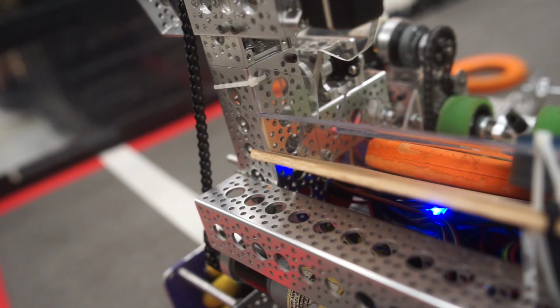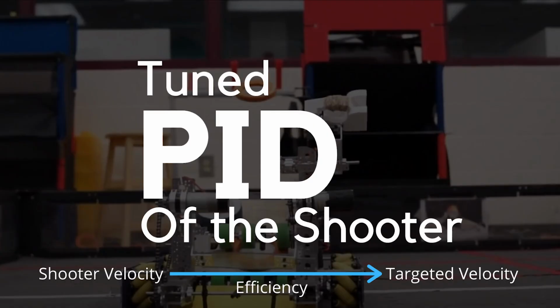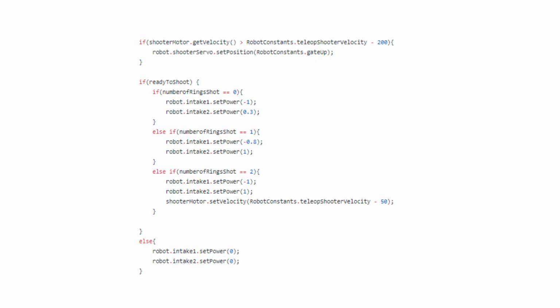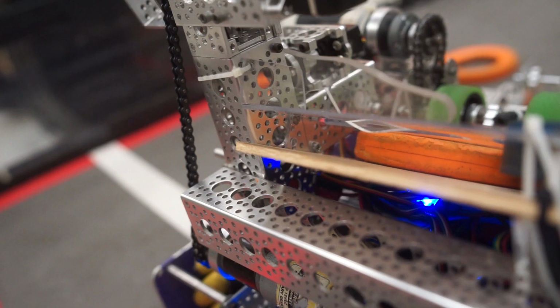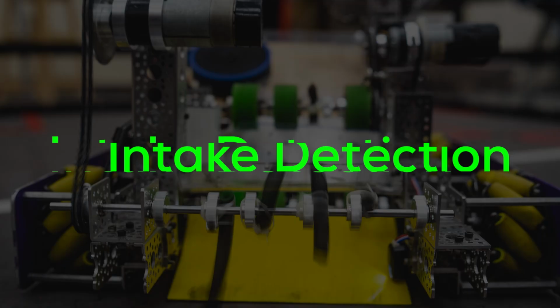In order to shoot rings in the most time-efficient manner during the driver-controlled period, we utilize one-button shooting. All 3 rings are automatically shot with a click of a button. We tune the shooter's PID so that the shooter motor gets to the targeted velocity as quickly as possible. Once the robot detects the shooter is running at the correct velocity, the Lexan ring blocker is moved up and the intake pushes the rings into the shooter.